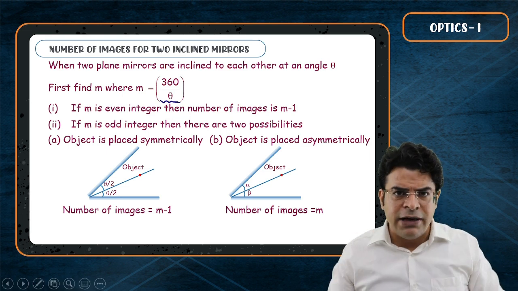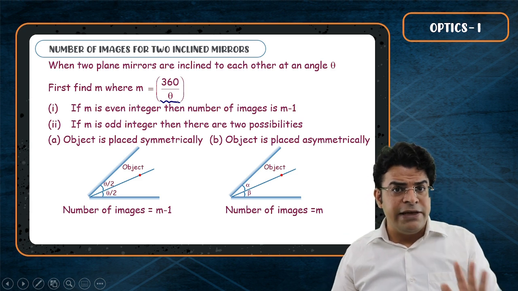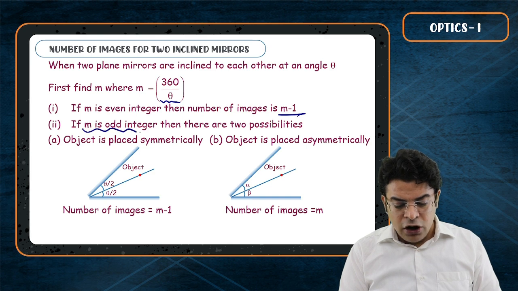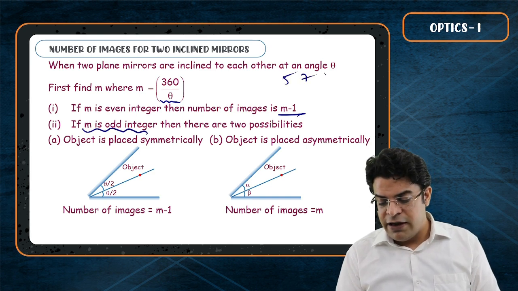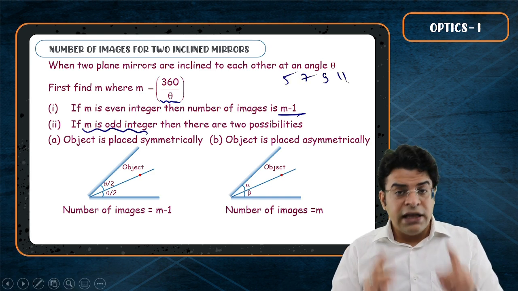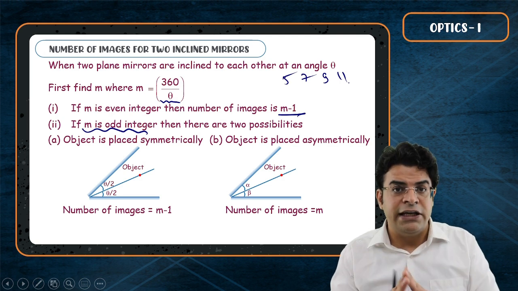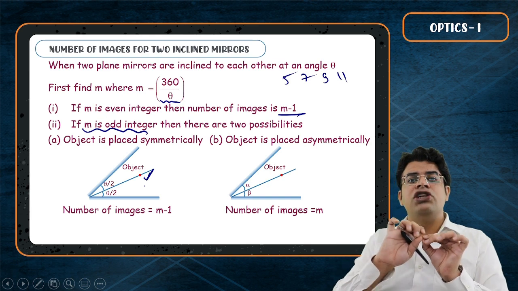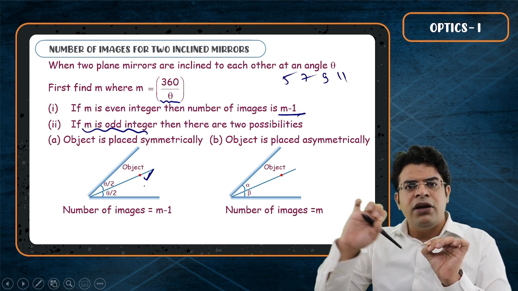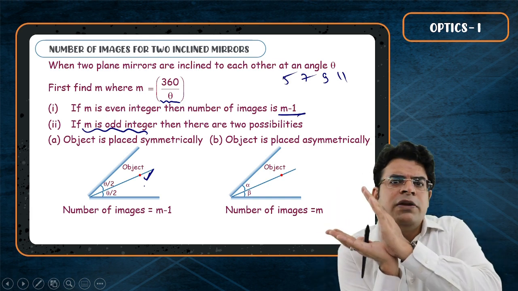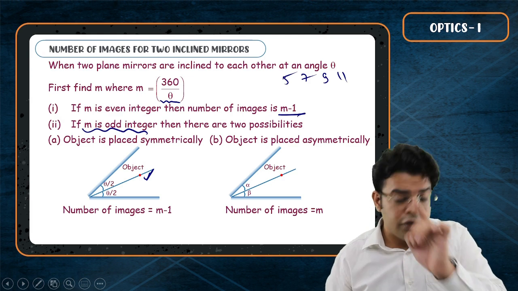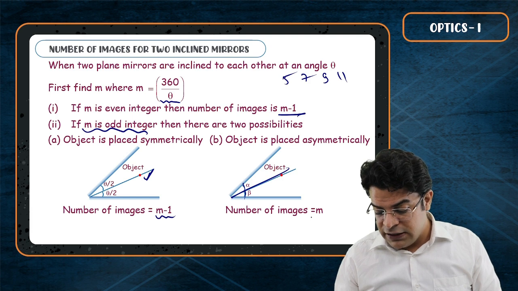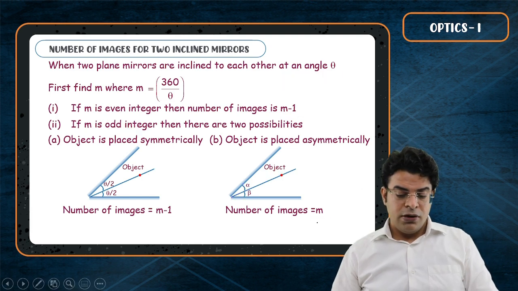M is 360 by theta. If m is even, then the number of images is m minus 1. If m is odd, let's say 5, 7, 9, 11, then you have to reconsider the case. If the object is placed symmetrically, such that the line joining the point of intersection of plane mirror and the object makes same angle with both the mirrors, then the number of images are m minus 1. And if this line makes different angle, then the number of images is m.